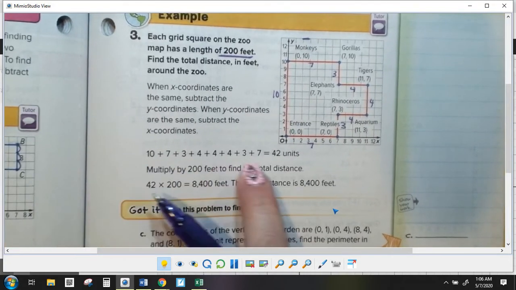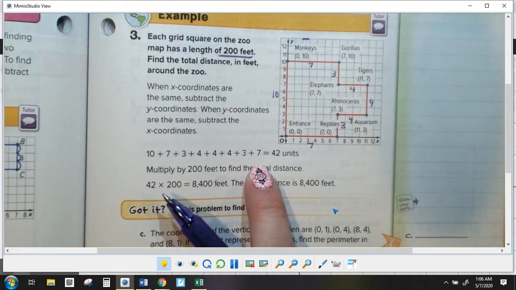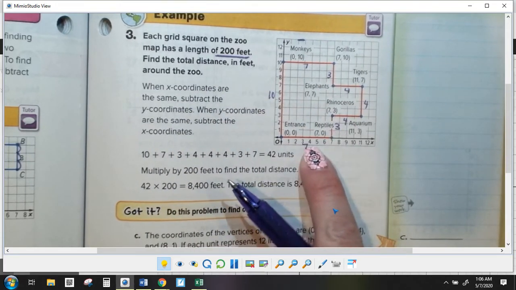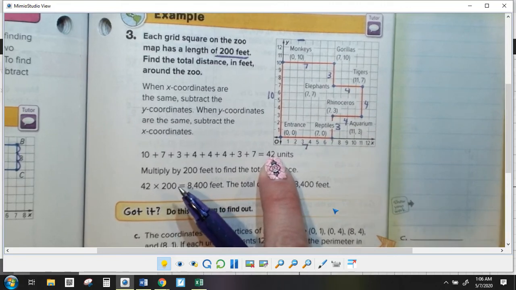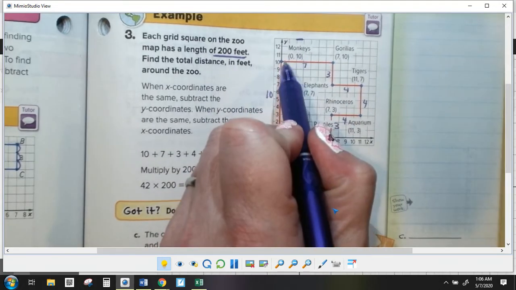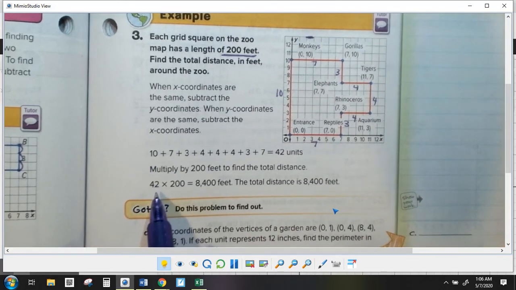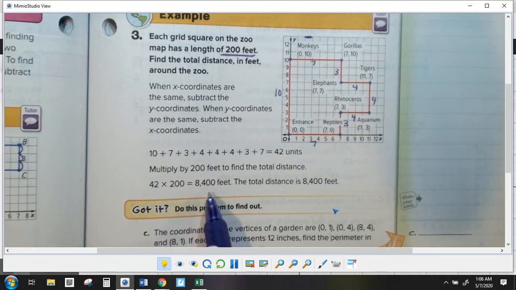Okay, the numbers are all here. That's where they got those numbers. So they added them up. 10 plus 7 plus 3 plus 4 plus 4 plus 4 plus 3 plus 7 gave me 42. The perimeter of this is 42 units. But that's not the answer. Because if you remember, each one of these little boxes is worth 200 feet. So they took the 42 lines, or little pieces, multiplied by the 200 feet that each represents, and the total perimeter is going to be 8,400 feet.